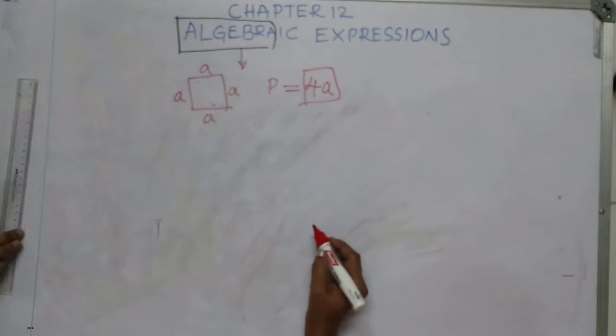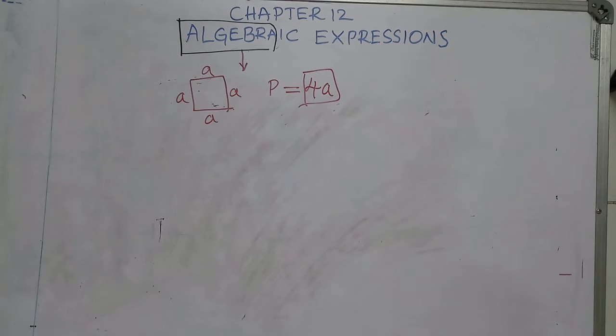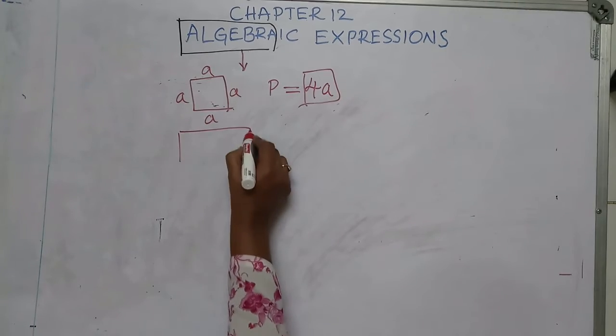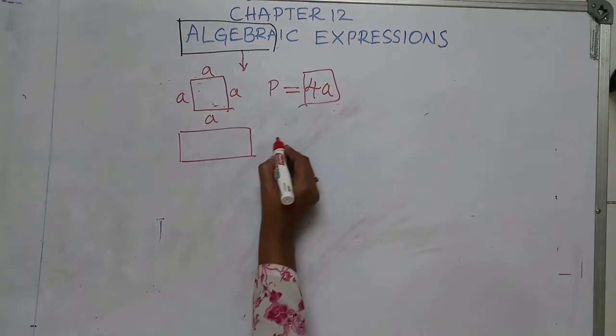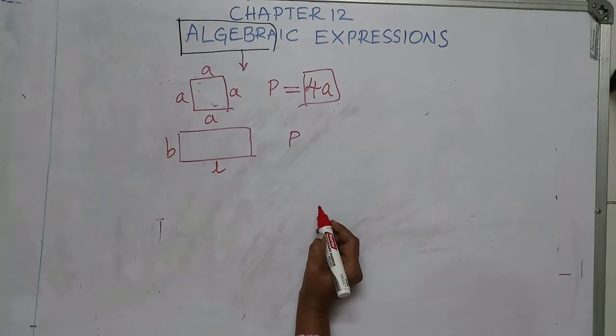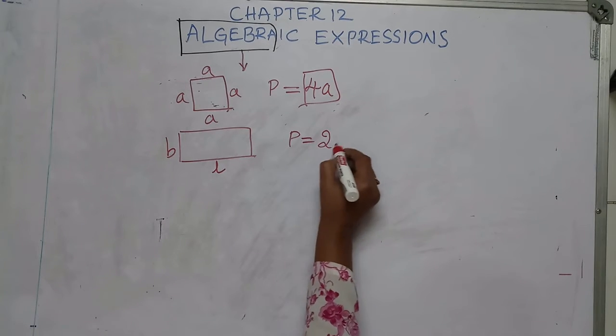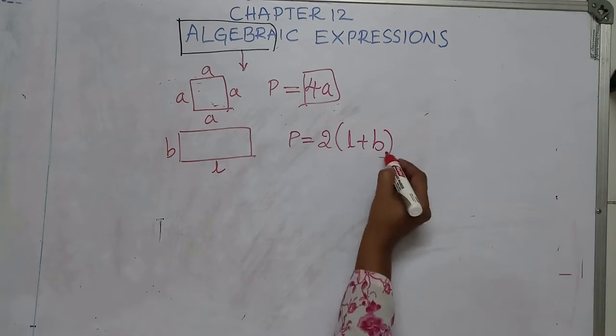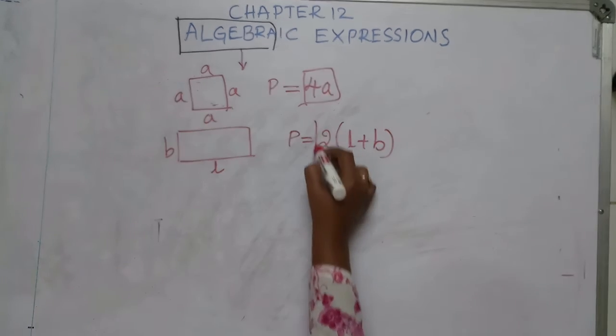Then it will be 4a. 4a is the what? Algebraic expression. Yes or no? And if you have taken the rectangle, if I wanted to find out the perimeter of it, then taking the L and B as the length and breadth of the rectangle, I can find out the perimeter as 2 into L plus B.